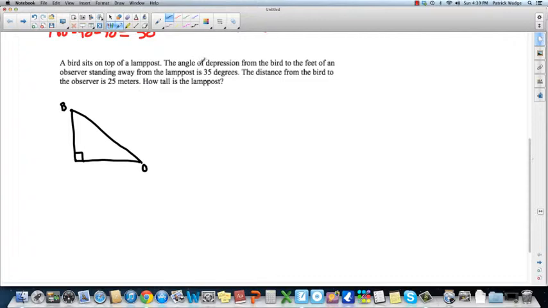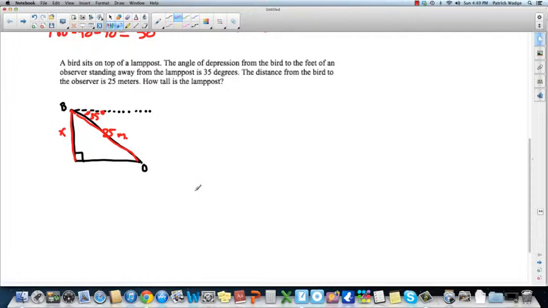And it says the angle of depression. So often what people do is they put the angle in there. That's not the angle of depression. Remember, to get the angle of depression, you need to think of the horizontal. And then the angle of depression will be right in here. And it is 35 degrees. The distance from the bird to the observer is 25 meters. So I guess the distance along here, this is 25 meters. And what we're trying to find is how tall is the lamppost. We need to know this distance here. This is the x that we're trying to find.